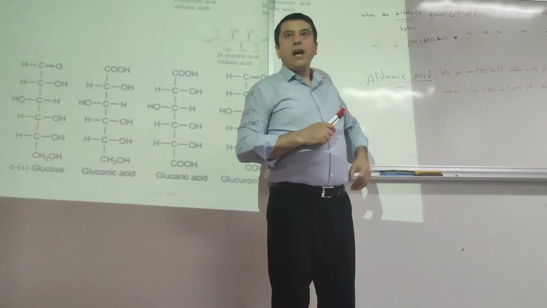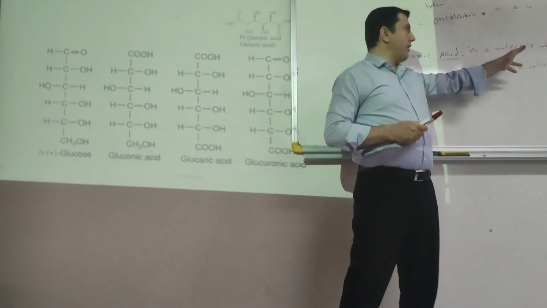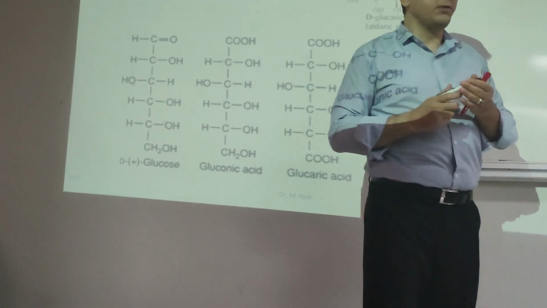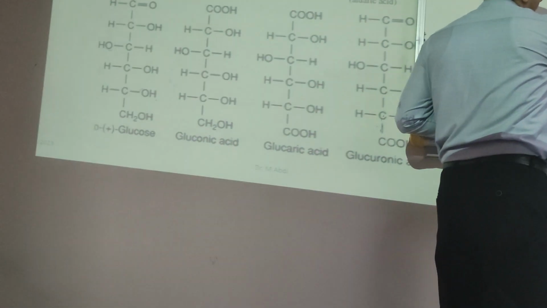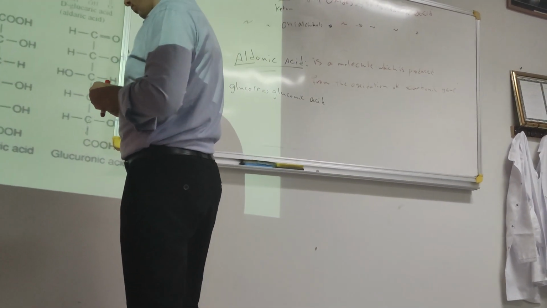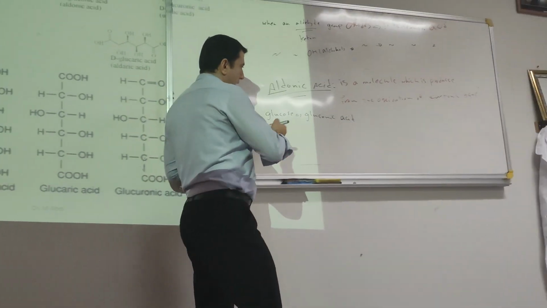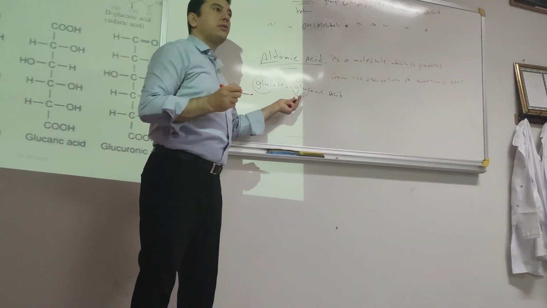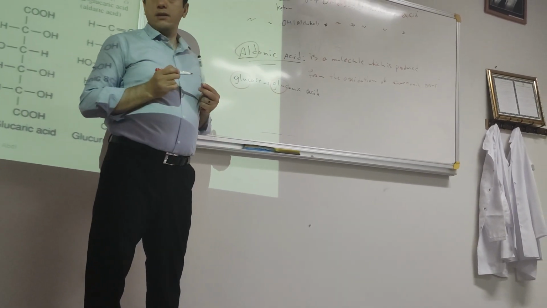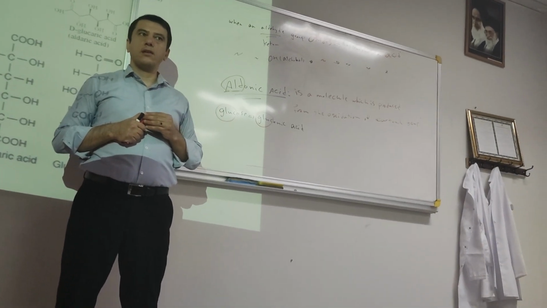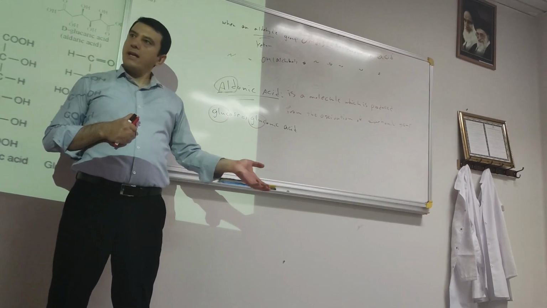So if we have an oxidation reaction for the aldehyde group, then we have aldonic acid. You can substitute the name of the sugar for the ald part. For example, glucose changes to gluconic acid. The name of the sugar substitutes for the ald part. For galactose, we have galactonic acid. For mannose, we have mannonic acid, and so on.